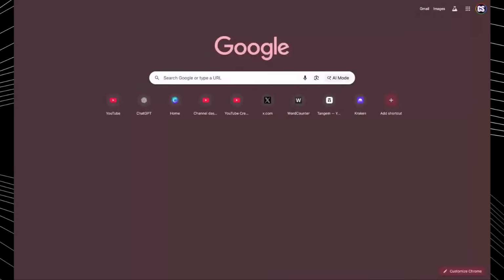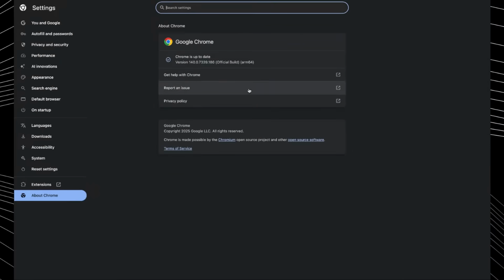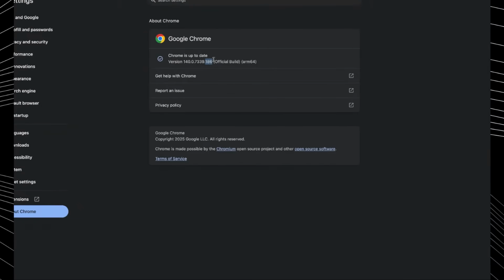Okay, so here's how you can check your current version. If you open up Google Chrome on your desktop device and then tap the three little dots, then go down to Help, and then go to About Google Chrome. And then here you can see what version you're running. If there's an update, it'll say there's an update right here.